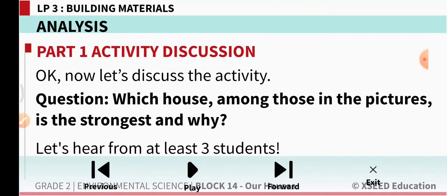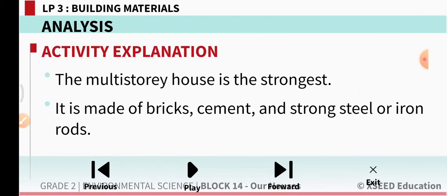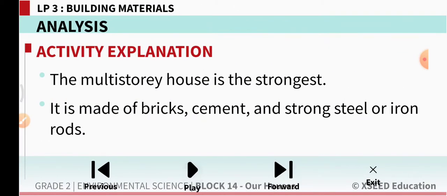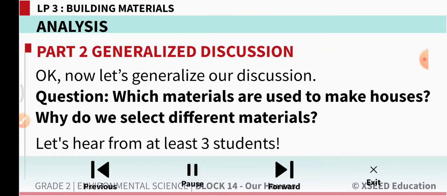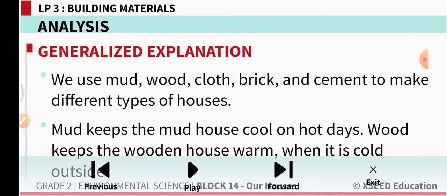Which house among those in the pictures is the strongest and why? The multi-story house is the strongest. It is made of bricks, cement and strong steel or iron rods. Which materials are used to make houses? Why do we select different materials?